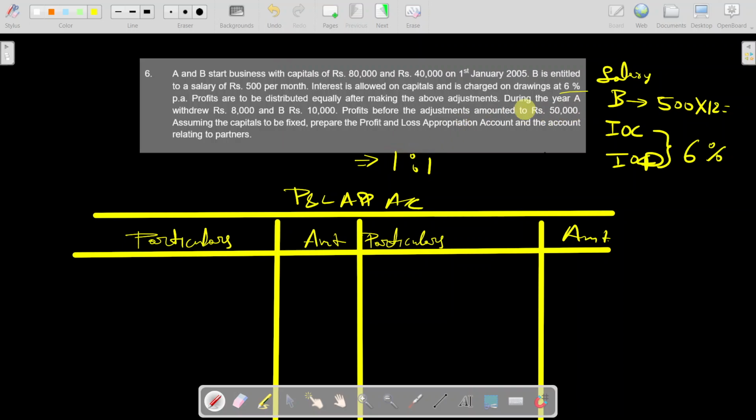During the year, A withdrew 8,000 and B 10,000, so their drawings are 8,000 and 10,000. Profits before these adjustments amounted to 50,000. So net profit is 50,000. Assuming the capitals to be fixed, prepare the P&L appropriation account and the accounts related to the partners. So we have to make three accounts here: the P&L appropriation account, current accounts and capital accounts.